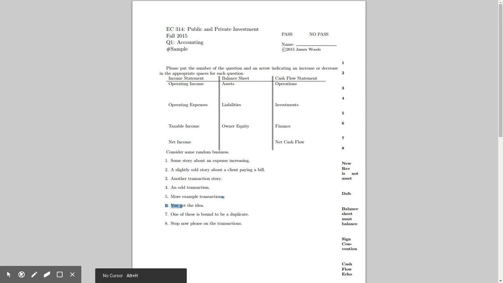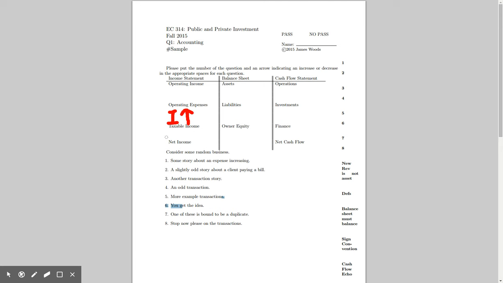Let's also take a look now at the marking that's supposed to take place. So I'll switch over to a little pen indicator here. And I'm looking at question number 1, which is some story about expenses increasing. The way you'd indicate it is draw yourself a nice little 1 right here and then say, expenses are supposed to increase. And so put a little 1 and an up arrow there.